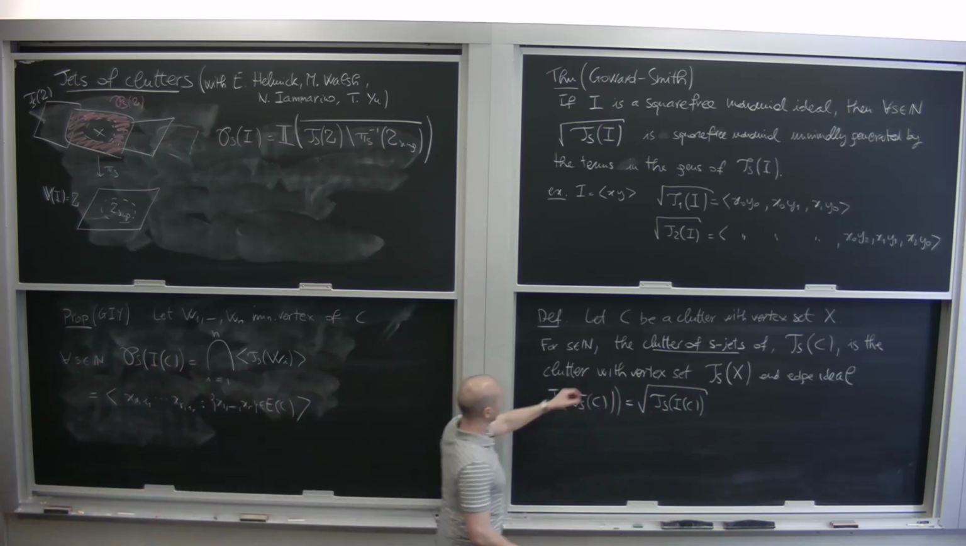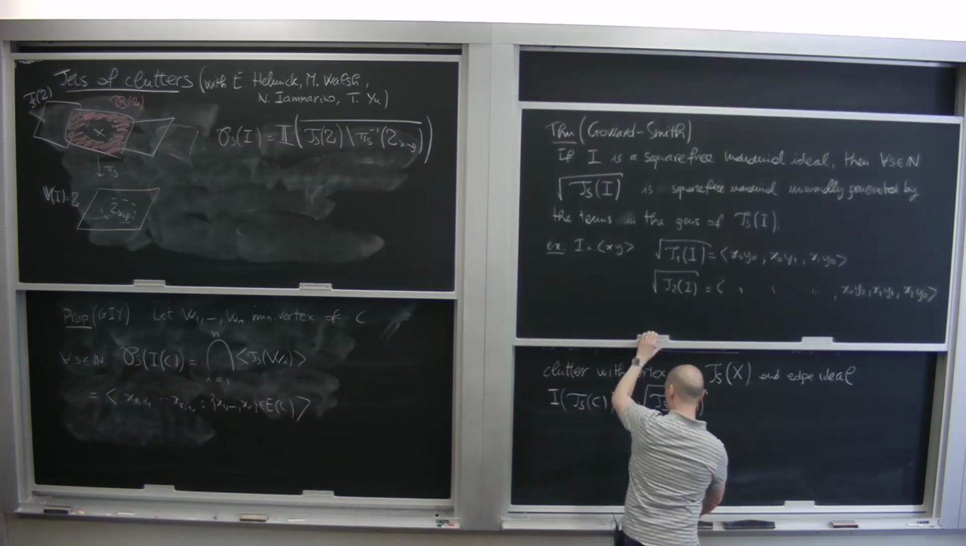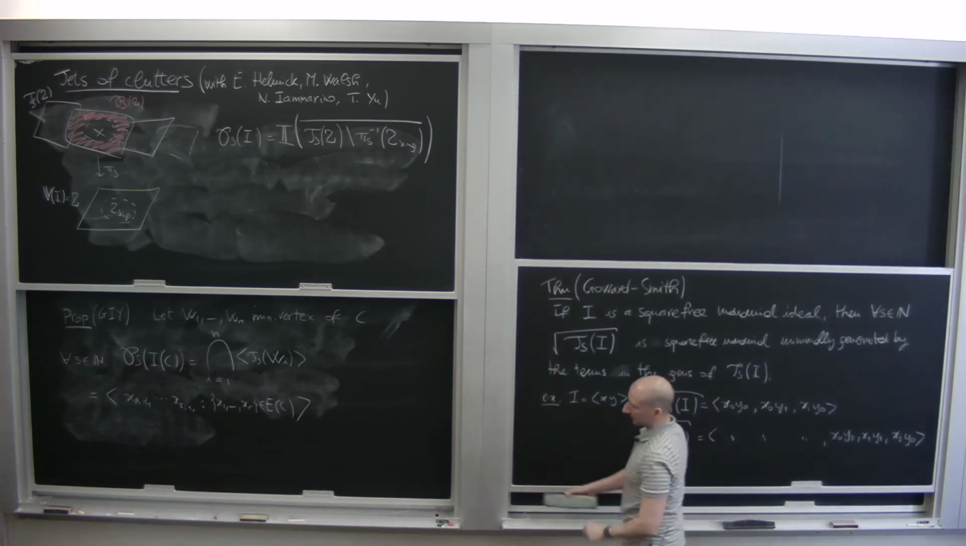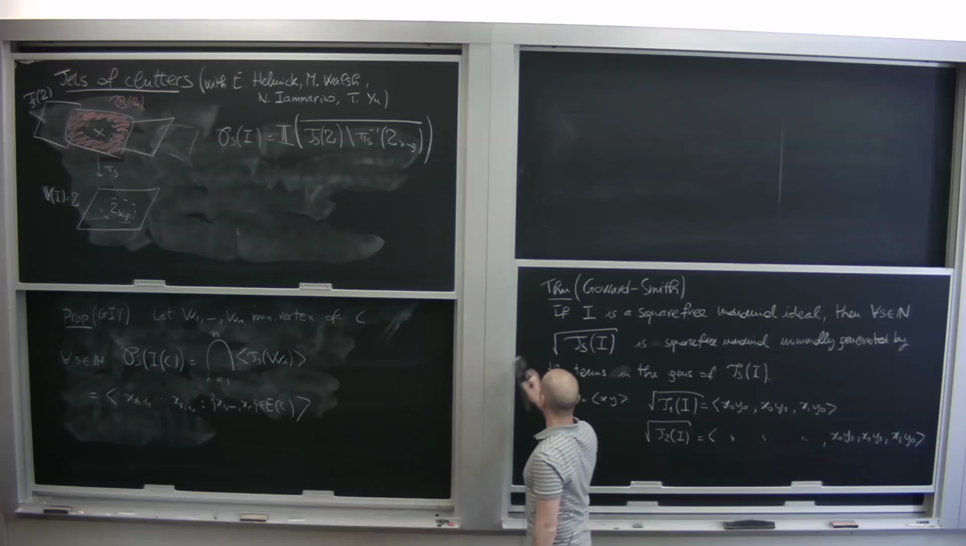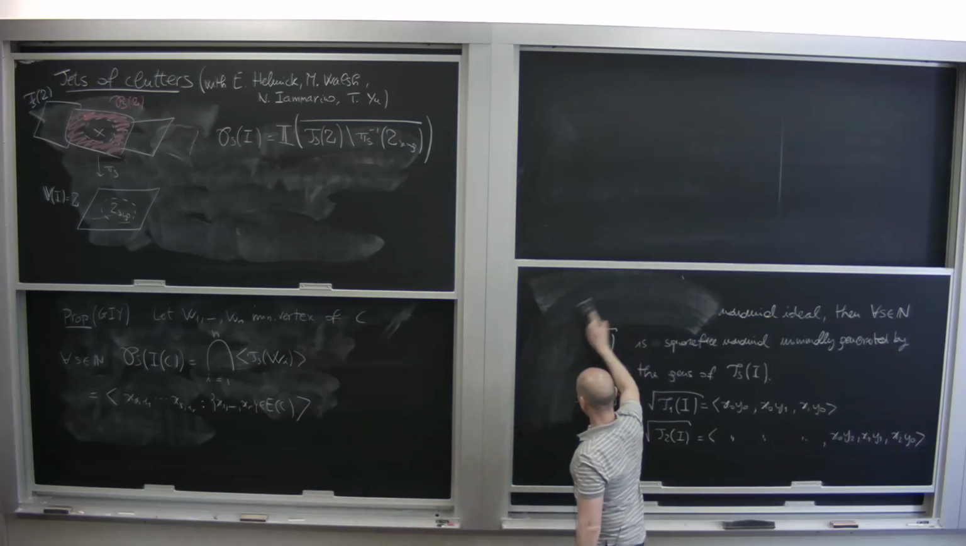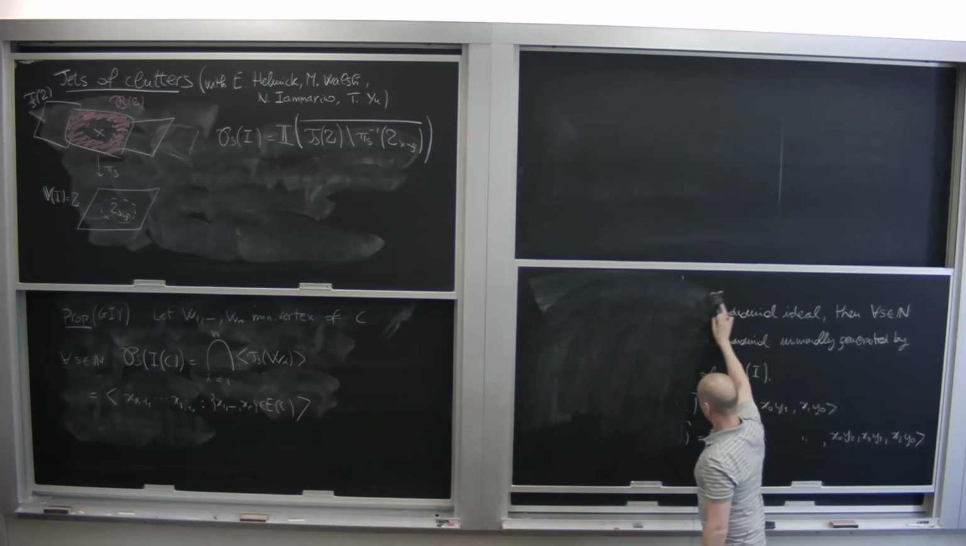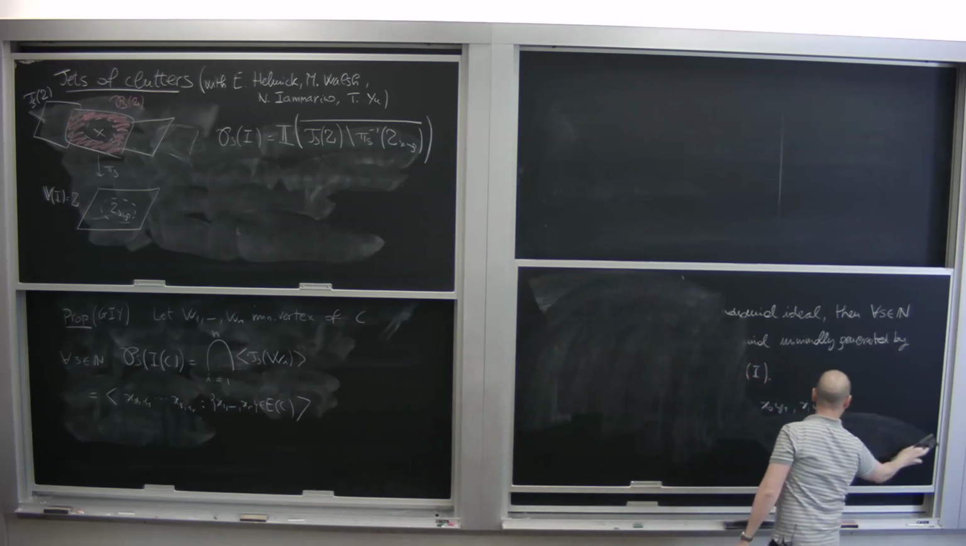And maybe I should put the picture over here so you can see what happens. This is again a square-free monomial ideal. So there's some kind of clutter attached to it. And you can guess we call it the clutter of principal jets.